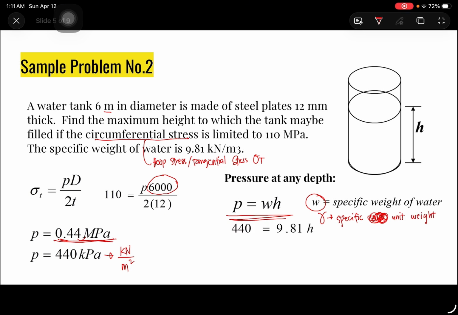So, yung solution natin, pag pressure, since ang unit ng specific weight natin is in kilonewton per cubic meter times the height. So, ito makakancel out. Matitira is meter squared. So, kilonewton per meter squared is equal to kPa. So, 440 equals to 9.81 times h. Yung makukuha mong height is meters. So, meron tayong result na 44.85 meters.